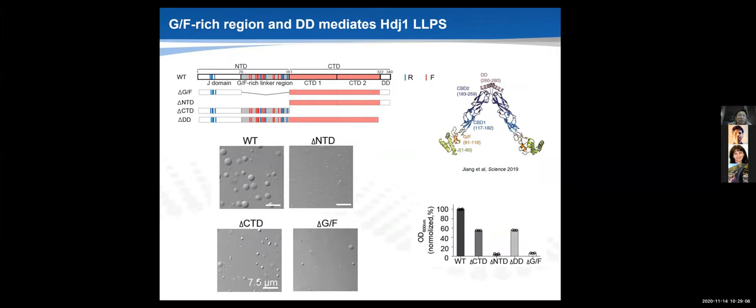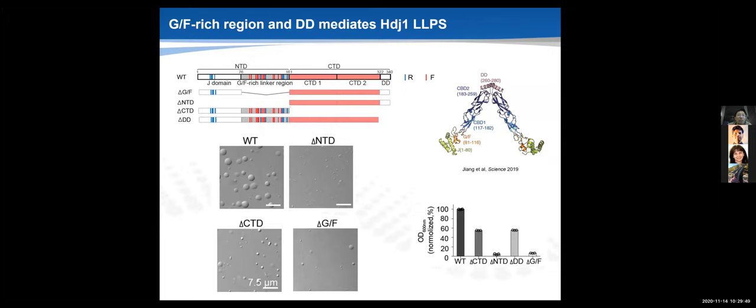Next, we first want to know which region mediates HSP40 phase transition. So this is the domain organization. We made a series of constructs, deleting the DD domain and also the NTD. Very interestingly, the NTD has this intrinsically disordered region, the GF-rich region, and it also has multiple arginines with alanine. From these constructs, we found that both the DD and this GF linking region are very important in phase transition. When you delete this GF region or the entire NTD, it totally abolishes the phase transition of HSP40.